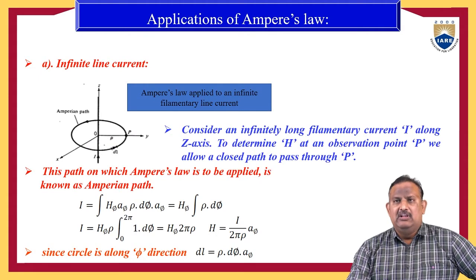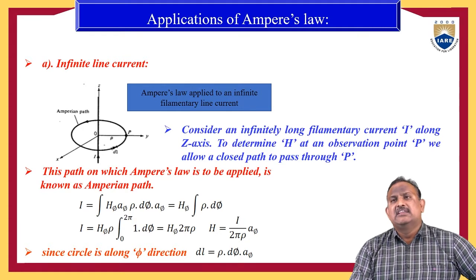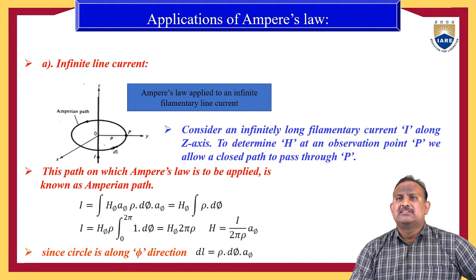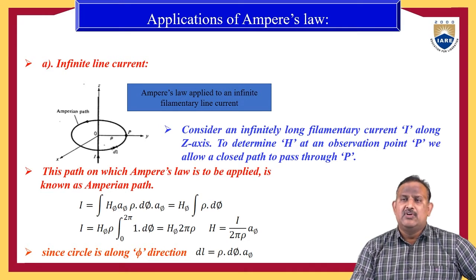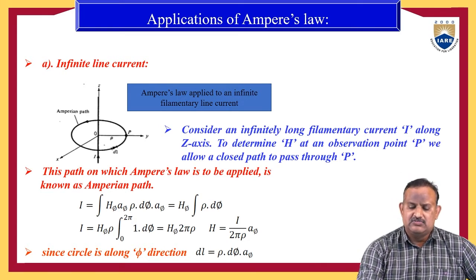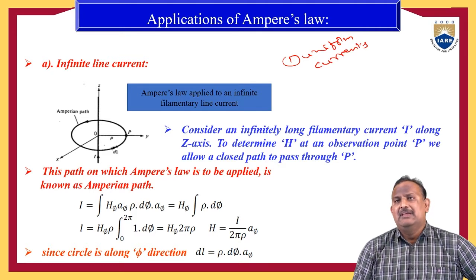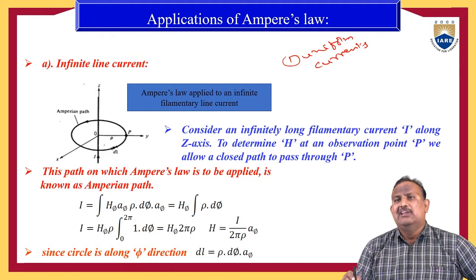Now we'll discuss some of the applications of Ampere's circuit law. As with Gauss's law, we need to follow some rules when applying Ampere's circuit law to any field. The first one is to check whether there is a uniform current distribution or not. Only if there is a uniform current distribution can we apply Ampere's circuit law to a particular line, surface or volume integral.